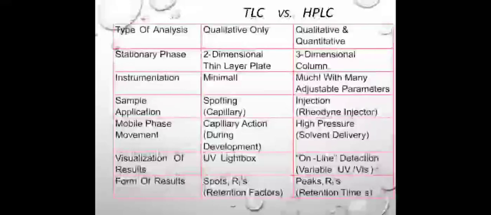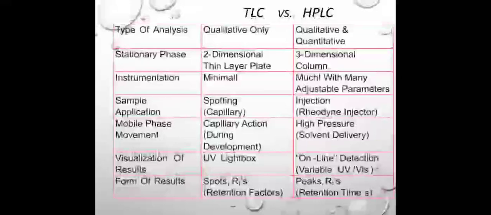The stationary phase we are using in TLC is two-dimensional. That means we are using a glass plate. We are just making a thin layer on the plate, so it is considered a two-dimensional structure. But in HPLC, we are using a three-dimensional column, because the stationary phase is filled in the column and is covalently bonded with the wall, producing a three-dimensional structure.